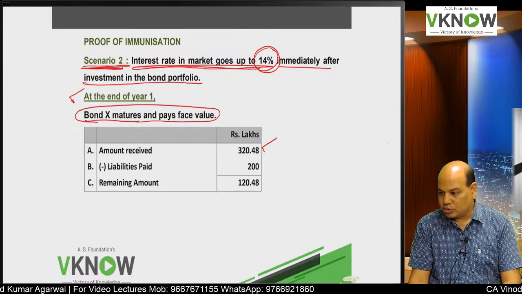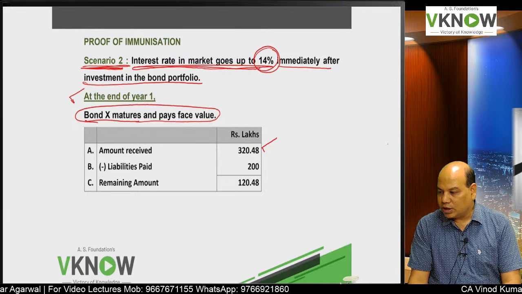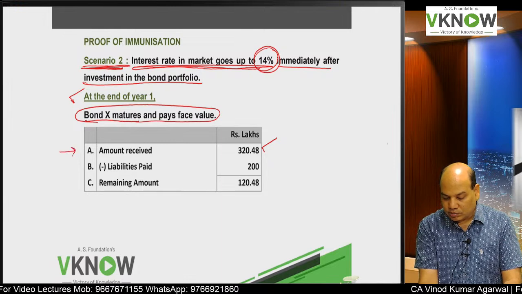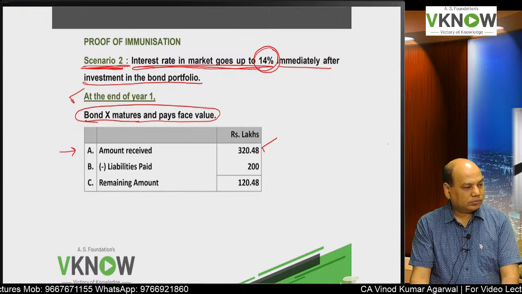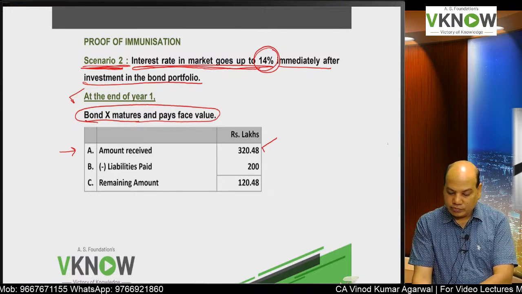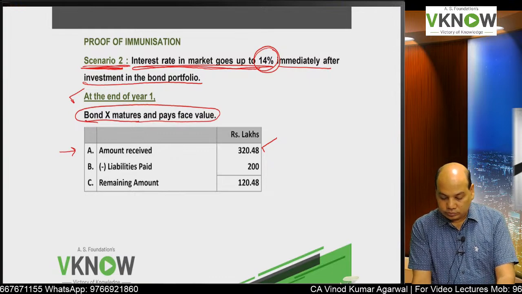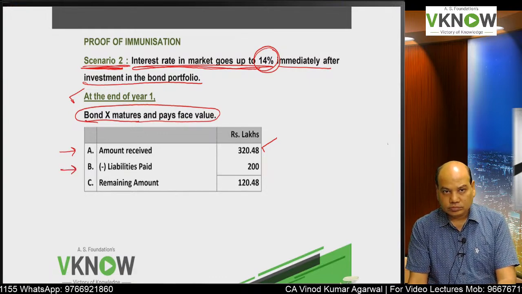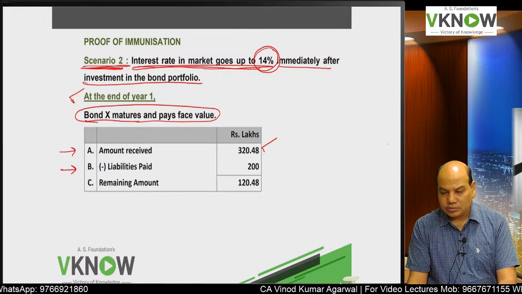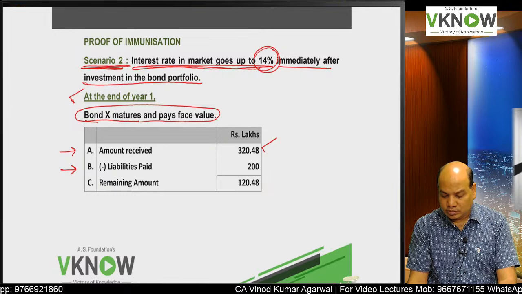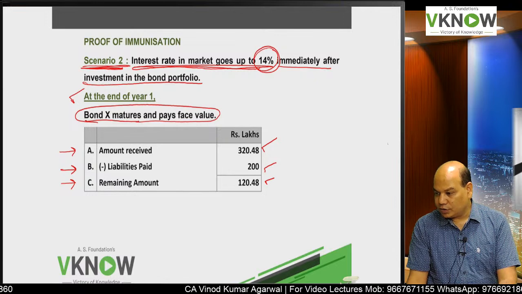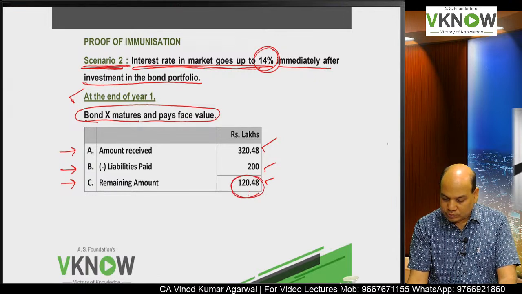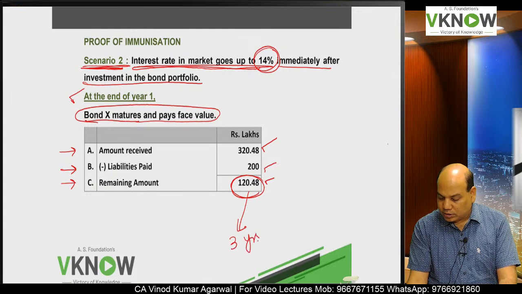So write down amount received, because if bond X matures, you will get an amount equal to face value. Right hand side rupees in lakhs. Amount received from bond X: 320.48, less liabilities paid 200. So therefore what is the remaining amount? 120.48. This amount we will invest for 3 years.